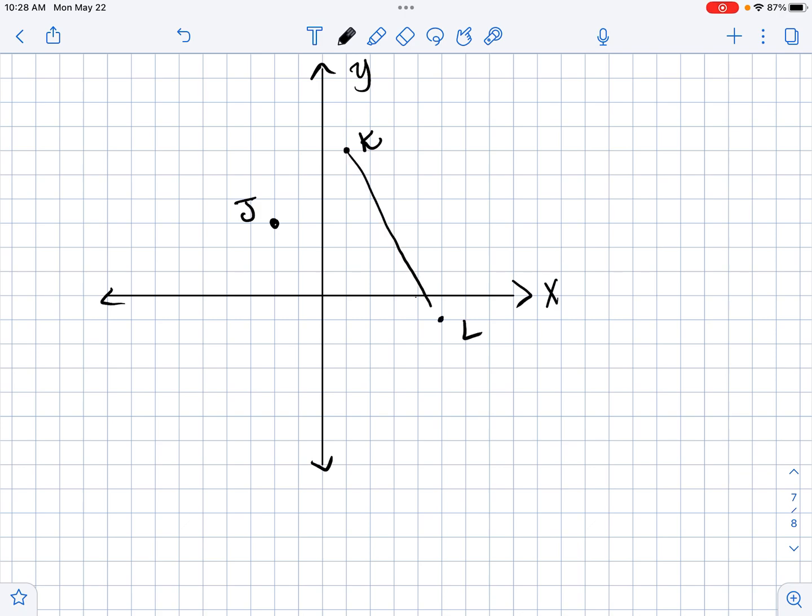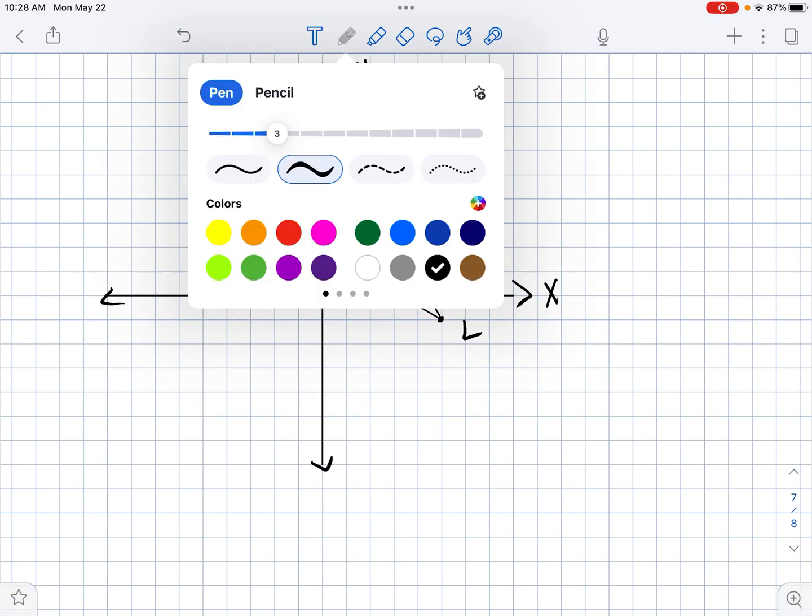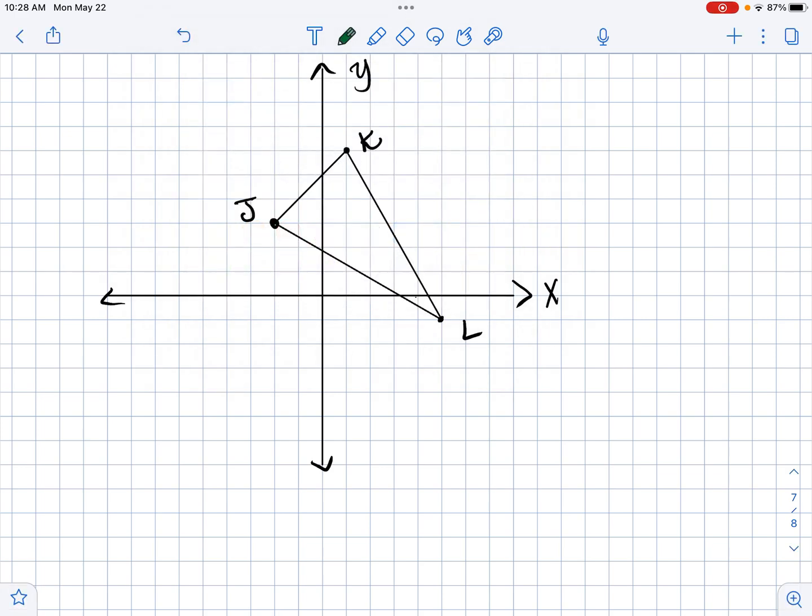So hopefully it's obvious that this triangle is definitely not equilateral. It looks like it might possibly be isosceles, right? It looks like JL and KL might possibly be congruent to each other. So I'm going to use the distance formula, which again, hopefully you wrote down. I'm going to find the distance from J to L first. It doesn't matter which one, just pick one.